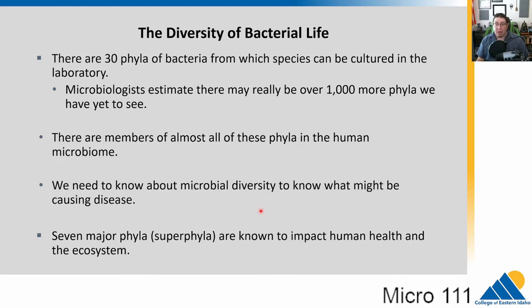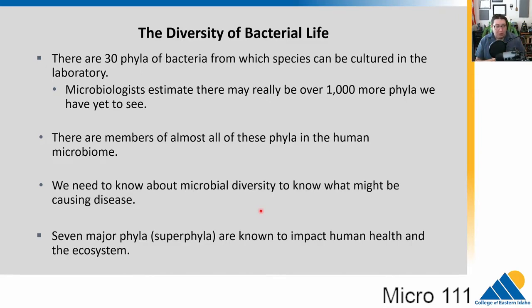We have things like E. coli that is in our gut and helps us digest our food, but we also have pathogenic forms of E. coli, just like we talked about in the lab, the Shiga toxin-producing E. coli that causes bloody diarrhea and disease. So that's one example where knowing about diversity is critical to understanding the differences between those and knowing why one causes disease and one doesn't.